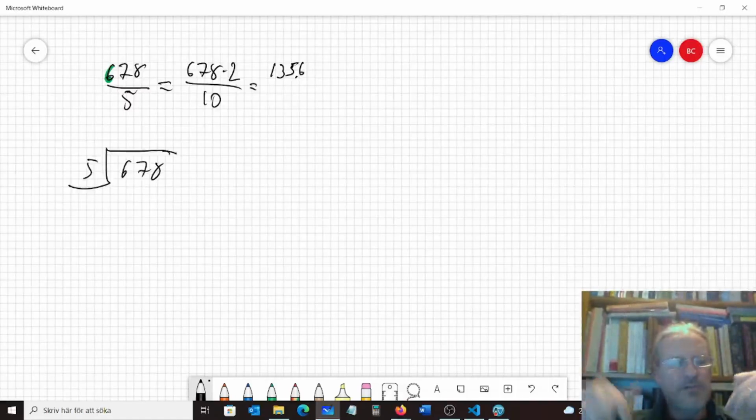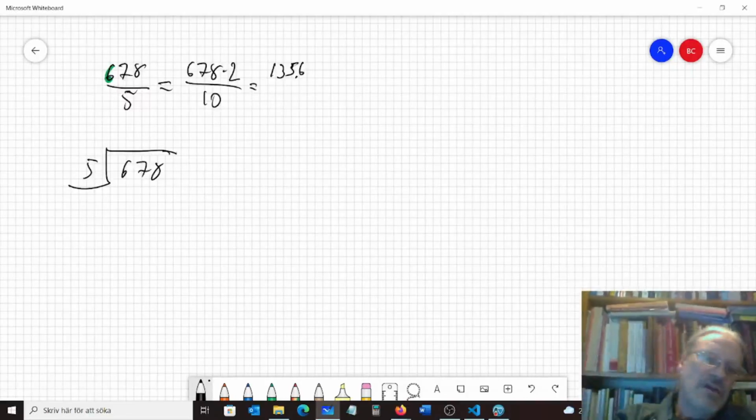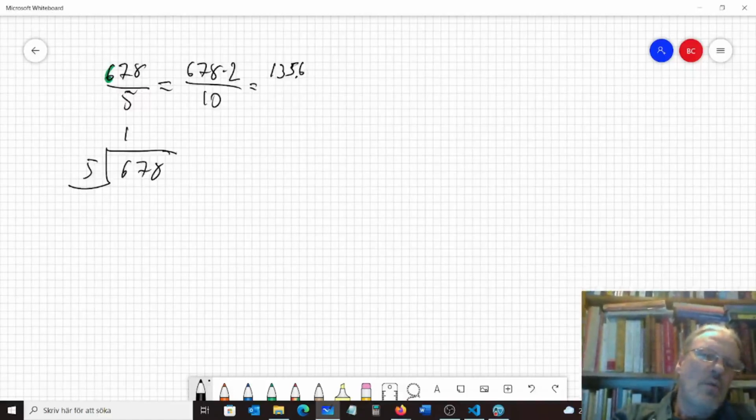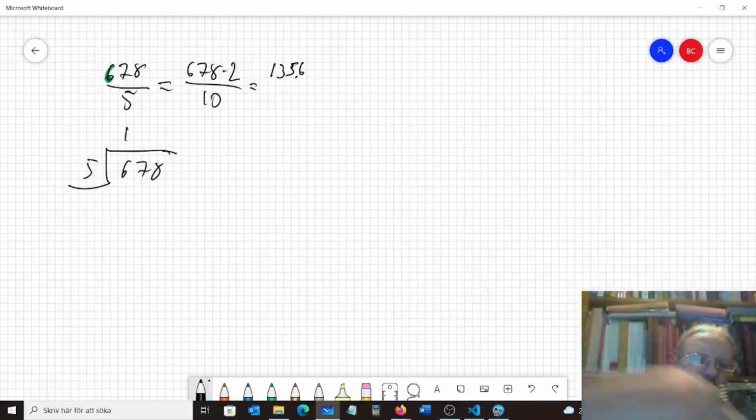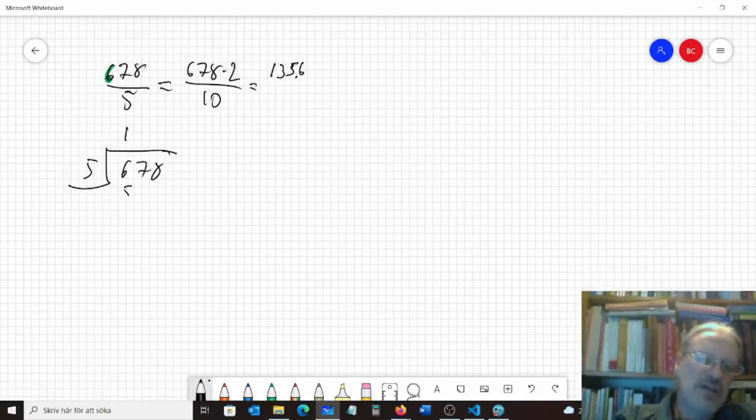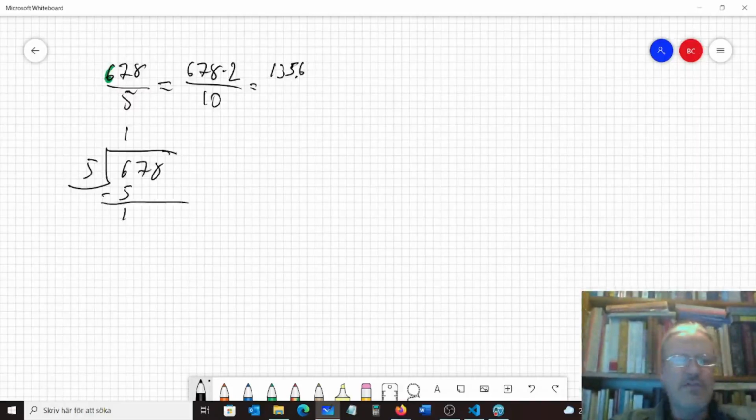So, in other words, say we should split 678 of some currency, say 678 crowns, among 5 people. So we start with the hundreds. We can give everyone 100s, right? 6 divided by 5 is 1. We have handed out 1 times 5 is 500. We subtract that away. That will give us 100 left. We move down the 7.